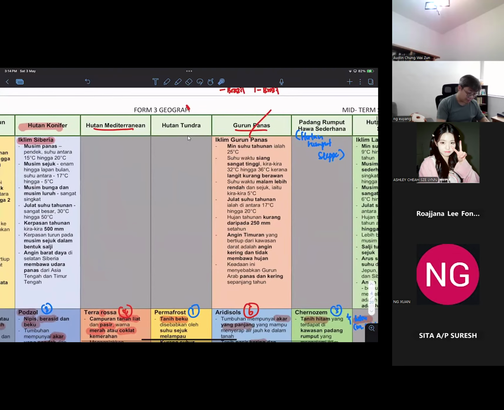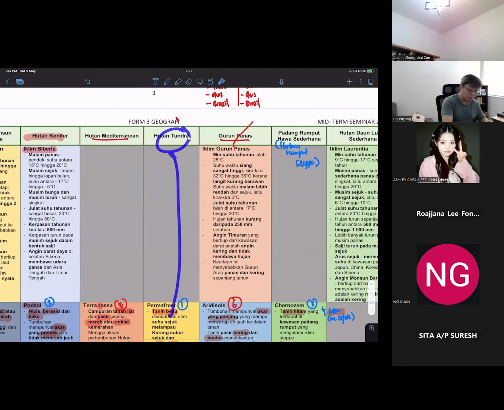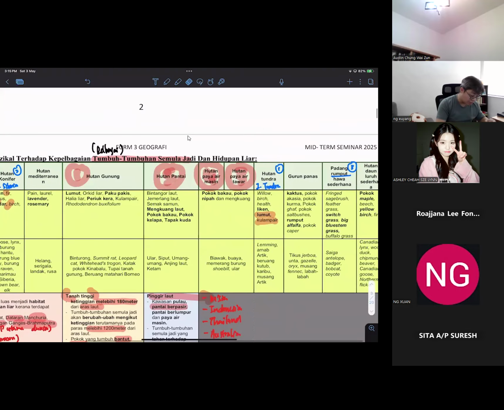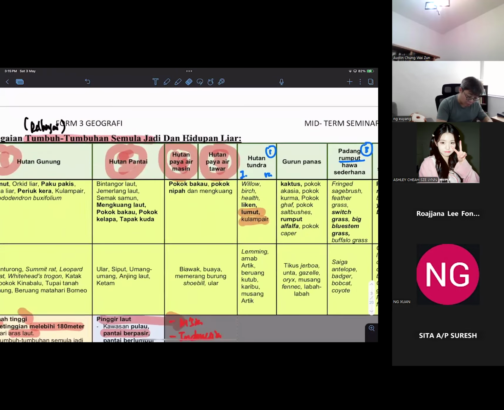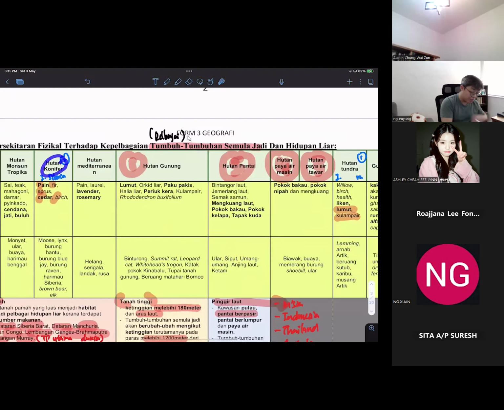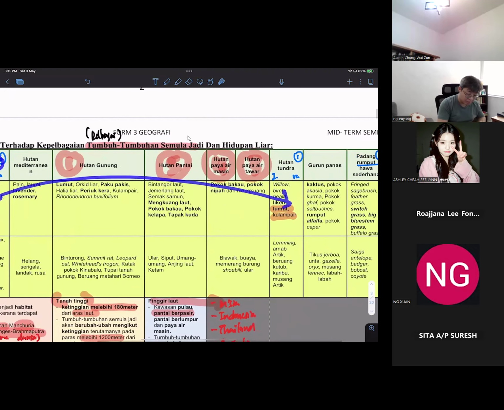So for the tanah permafrost in Hutan Tundra, we just memorize lumut, kulam pile, and this is your Hutan Tundra. So lumut, kulam pile, and then the only birch, but this birch, right? Just try to stop for birch because we have another birch in Hutan Conifer. So that's why the birch here, stick with your chera. So the birch also can grow in Hutan Tundra.